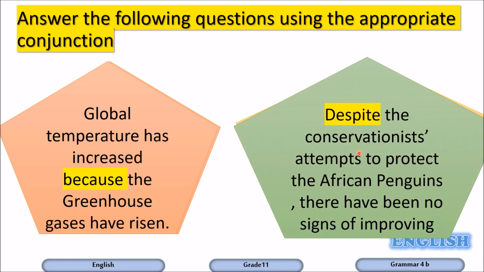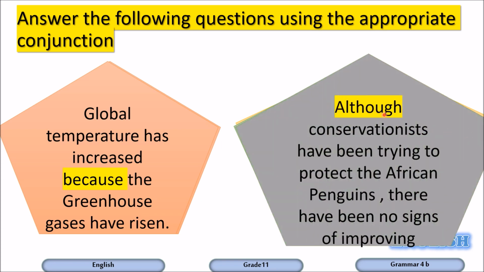Despite the conservationist attempts to protect the African penguins, there have been no signs of improving. So we used concession here, despite, plus the conservationist attempt, which is a noun. Or we can say, although, and of course it requires a subject plus a verb, although conservationists have been trying to protect the African penguins, there have been no signs of improving.